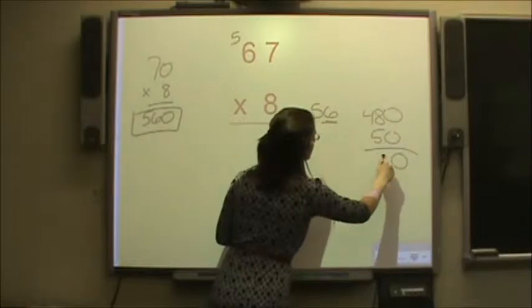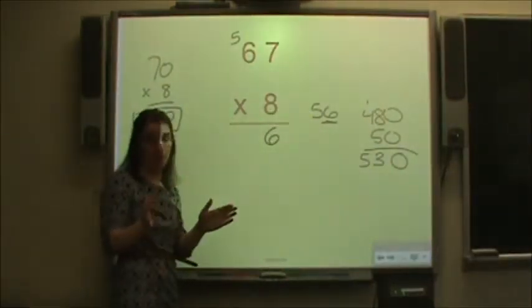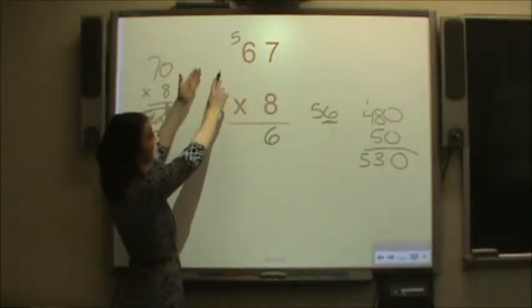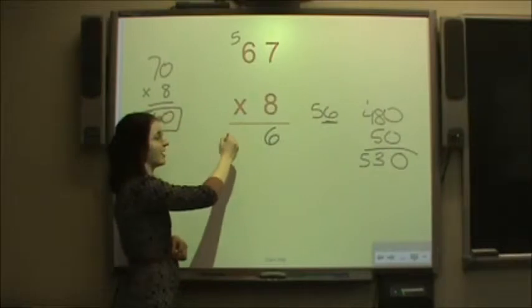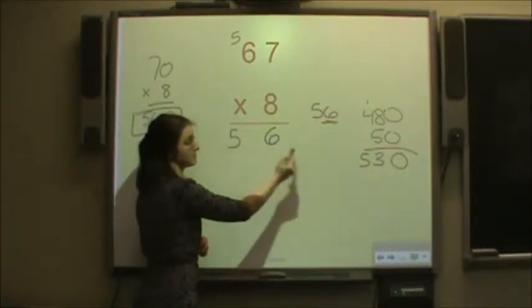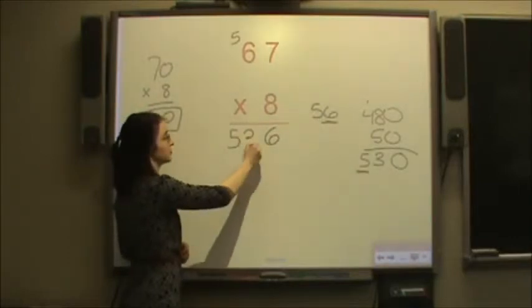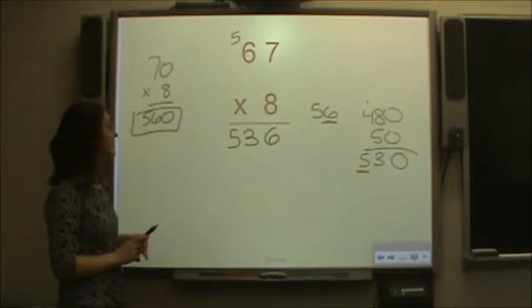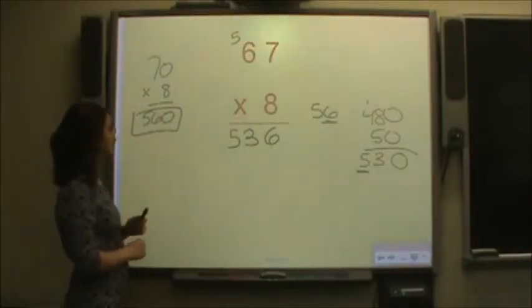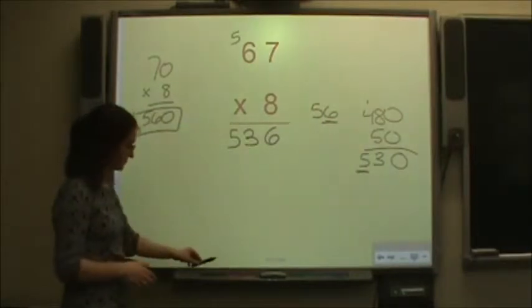which is going to be 530. But remember, we're doing 48 plus 5, so that's 53. And I don't have to carry that 5 because there's no other place value for me to carry it to. So I'm just going to write down 53, and that's my answer. It's as simple as that. So 536 is close to 560, which was my ballpark estimate, so I'm good.